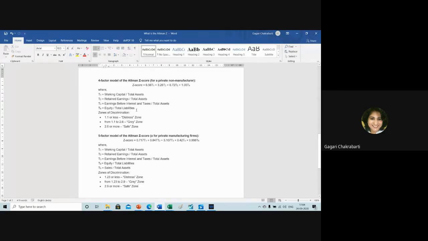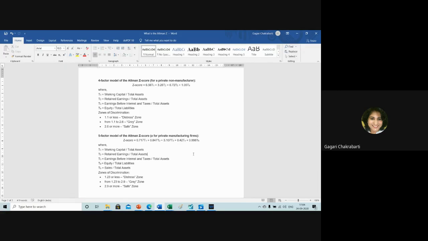And for a private non-manufacturer, you don't have this T5, because the sales by total asset will no longer be relevant for the firm. So that is why we don't have T5. And since you have a lesser number of coefficients, here the coefficient values have also changed. Here it is taken as 0.998, in some cases it is taken as 1. So these coefficients will be varying minutely from one literature to another, but roughly they are the same.